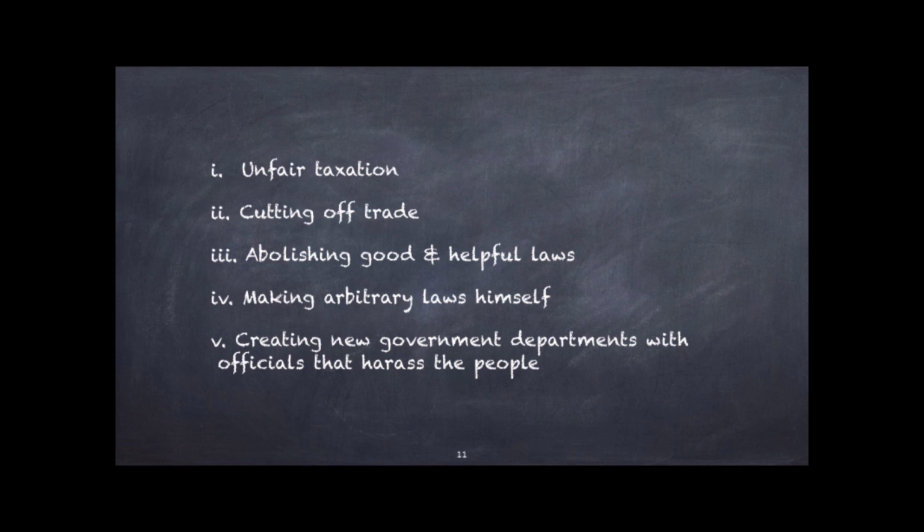Thank you. There you go. First one, unfair taxation, is the 1100 Charter of Liberties. And that is because William II was doing what? There you go, overtaxation.